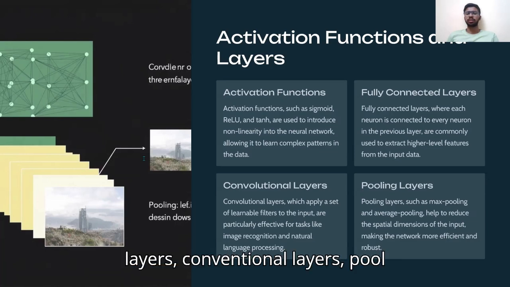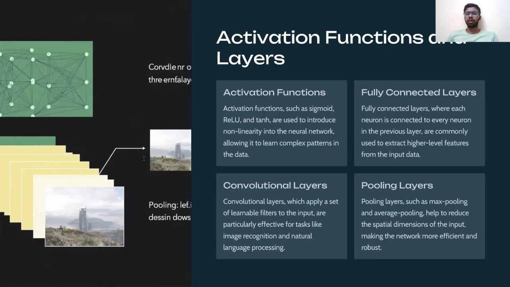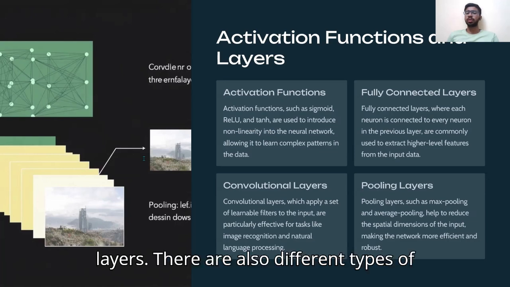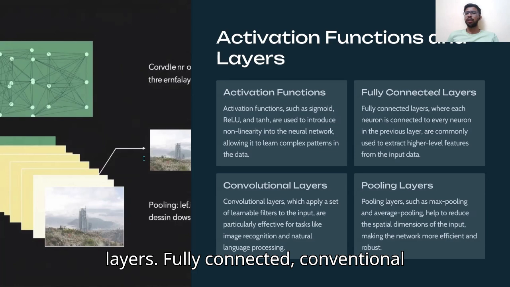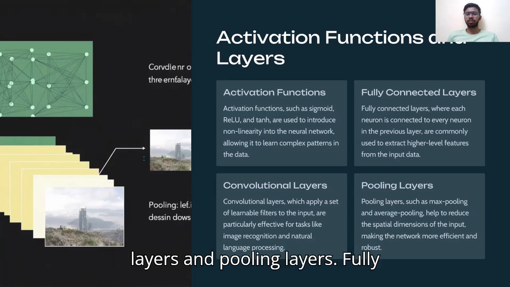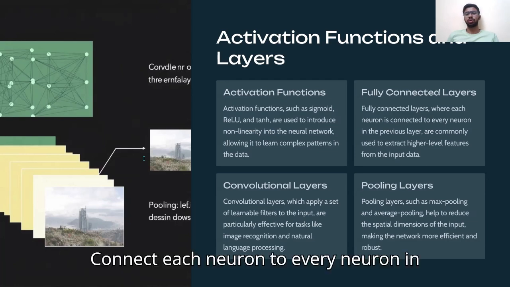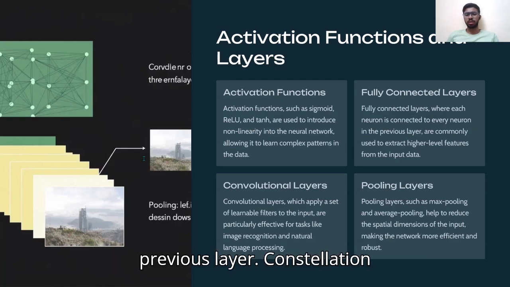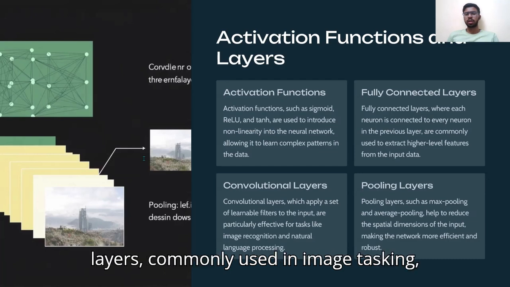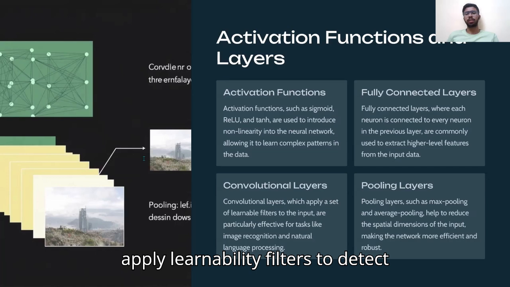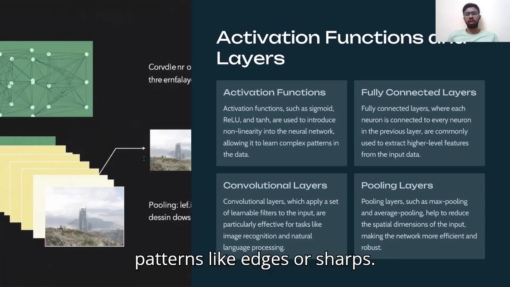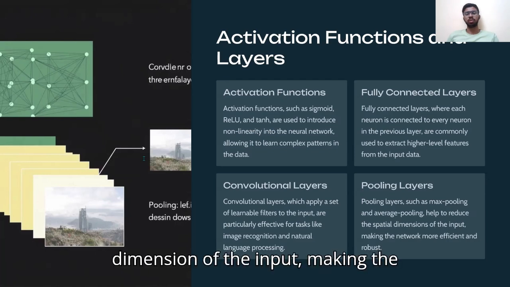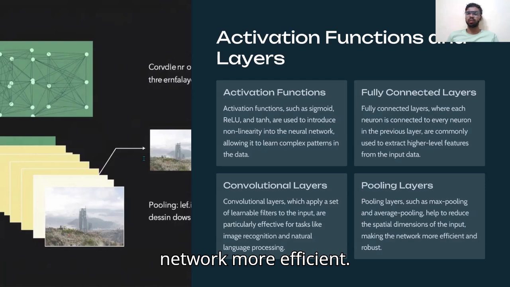There are also different types of layers: fully connected, convolutional layers, and pooling layers. Fully connected layers connect each neuron to every neuron in the previous layer. Convolutional layers, commonly used in image tasks, apply learnable filters to detect patterns like edges or shapes. Pooling layers reduce the spatial dimensions of the input, making the network more efficient.